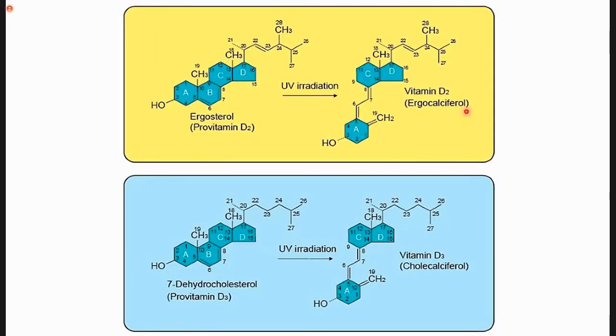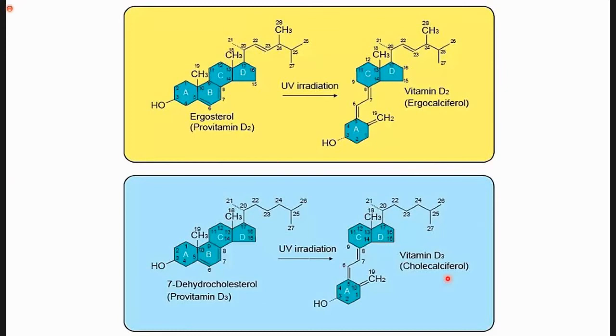So if you talk about the view of dietary intake of vitamin D, the ergocalciferol are present in plant sources, whereas vitamin D3 or cholecalciferol are present in the animal sources. However, after digestion and absorption, all the types of vitamins are converted into cholecalciferol in the hepatic tissue.